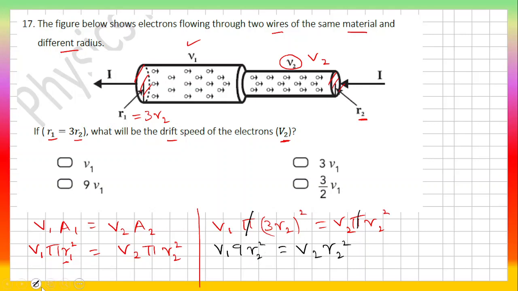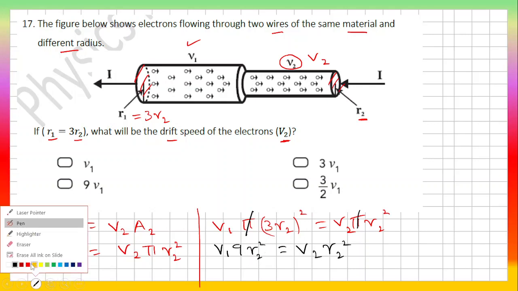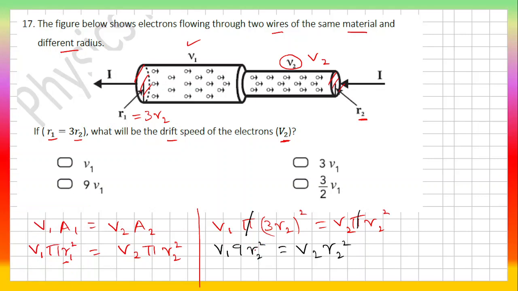Then from here now we can drop. What can we drop here? We can drop the R2 squared. You drop this and this. We'll be left with 9V1. You start with the number is equal to V2. And I think this is what we are looking for. So V2 is equal to 9V1. So you go for this one. Yeah, you go for this one here.